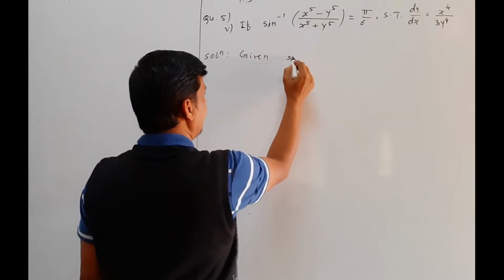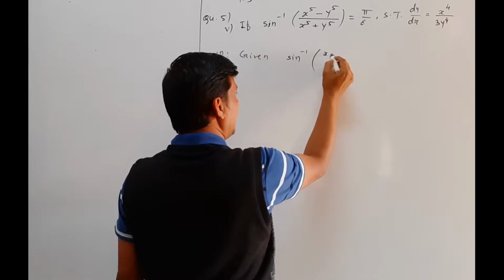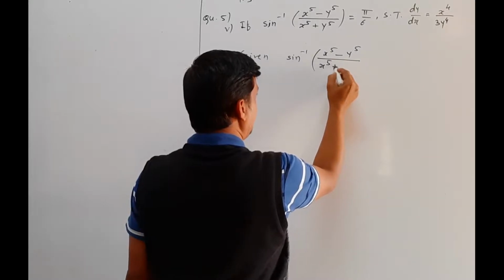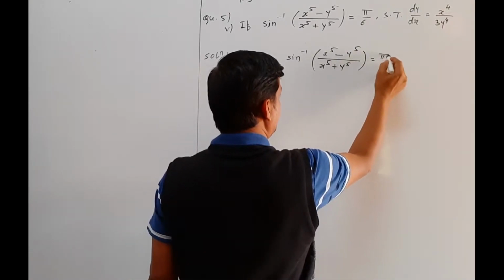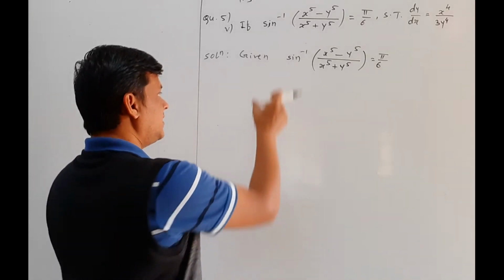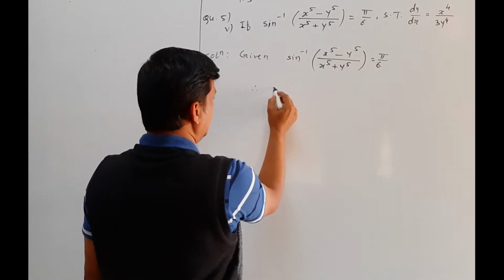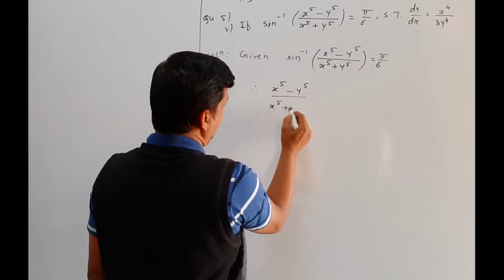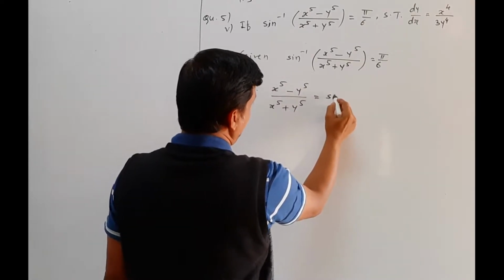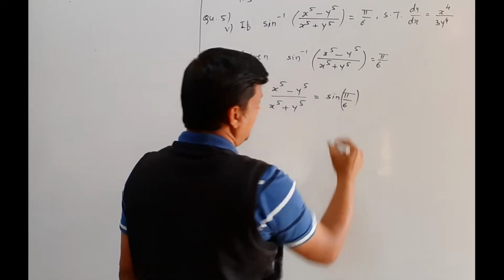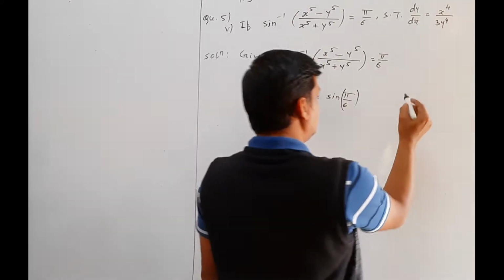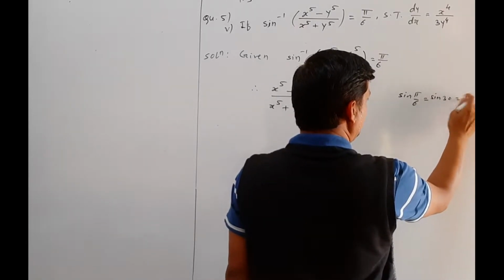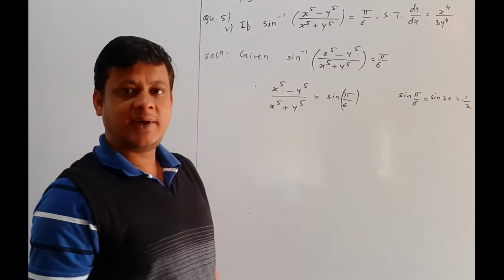So write given sin inverse of (x^5 - y^5)/(x^5 + y^5) is equal to pi by 6. We transfer the sin inverse to right hand side. So we get here (x^5 - y^5)/(x^5 + y^5) is equal to sin pi by 6. Sin pi by 6 means sin 30, and we know that sin 30 is equal to 1 by 2. So we replace the sin pi by 6 by 1 by 2.